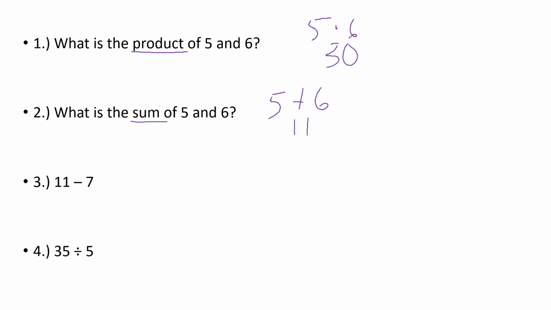Now, that might seem a little bit self-evident on a problem that's this simple, but as problems become more and more complicated, it's not as self-evident, and you want to be in the habit of doing it. The third and fourth problems are just straight operation problems. So we have 11 minus 7. 11 minus 7 is 4. And the next one is 35 divided by 5, which is 7.